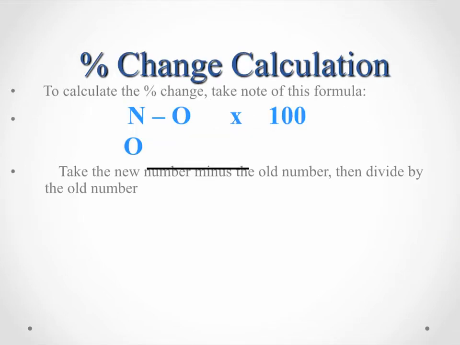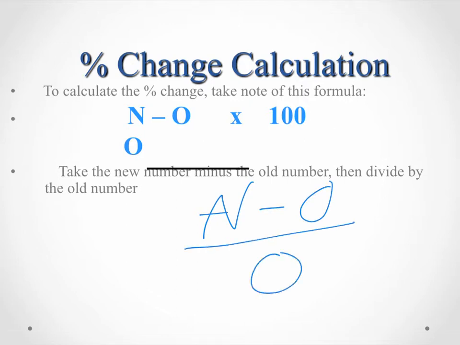For PED calculations, you must be able to calculate percent change. This is a very simple formula. Let me see if I can get my pen over here. There we go. So percent change is calculated as new value minus old value over old value times 100.